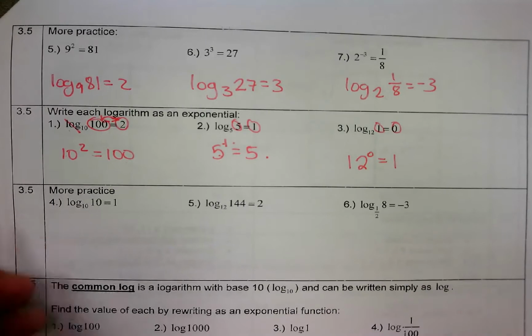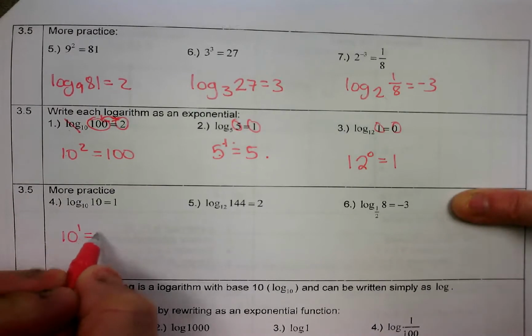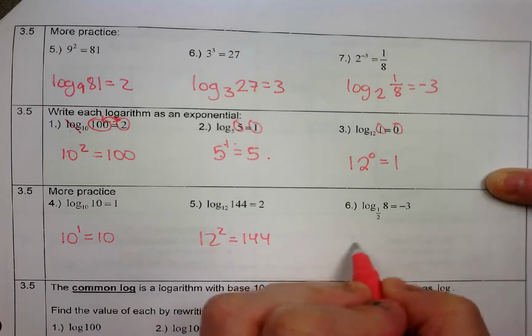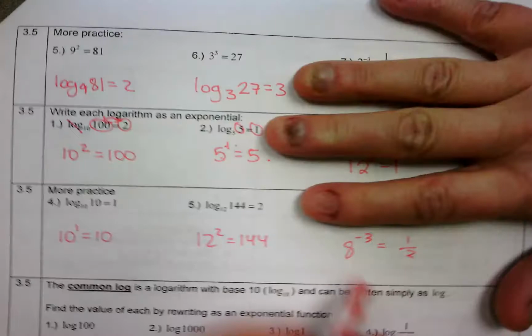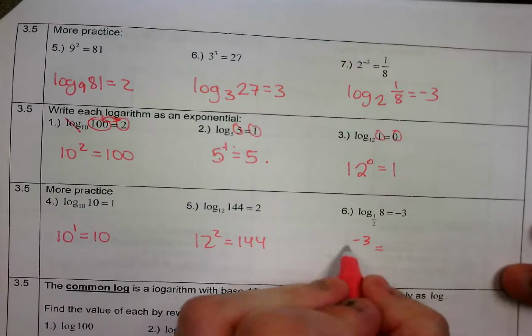Okay, so when I do this, I get 10 to the first equals 10. I get 12 squared equals 144. And I get 8 to the negative 3 equals 1. Oh, I lied. 1/2 to the negative 3 equals 8. Okay.